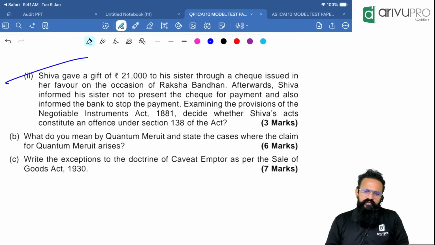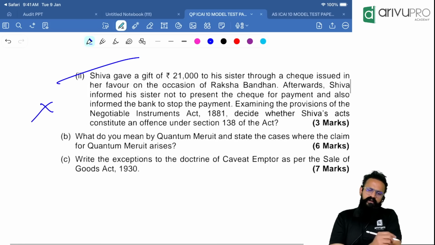Shiva gave a gift of 21,000 to his sister through a check issued in her favor on the occasion of Raksha Bandhan. Afterwards, Shiva informed his sister not to present the check for payment and also informed the bank to stop the payment. Examine the provisions of Negotiable Instrument Act 1881. Decide whether Shiva's act constitute an offence under section 138 of the act.